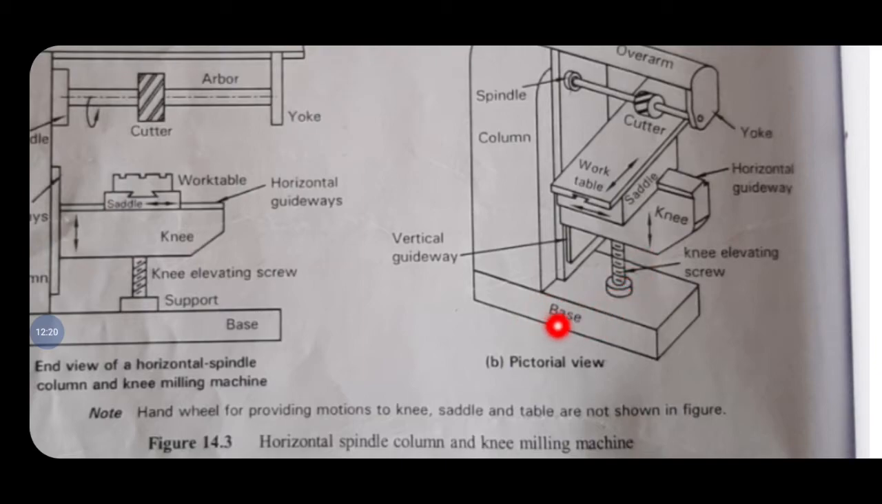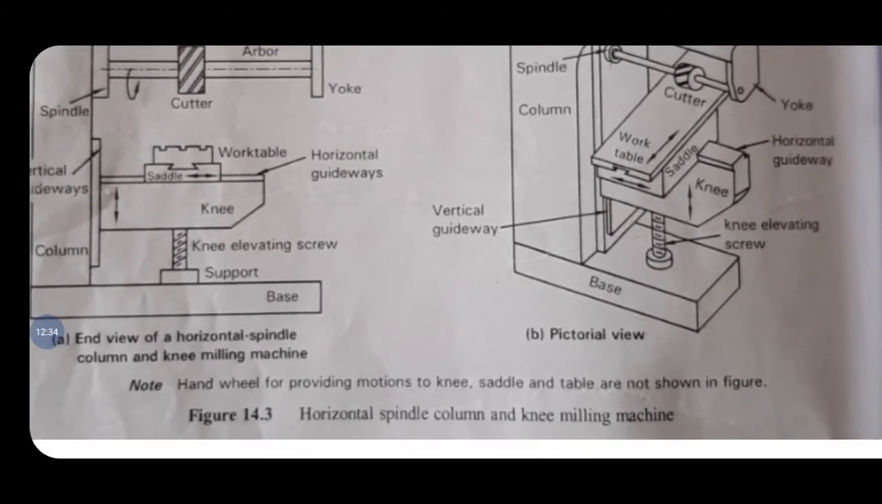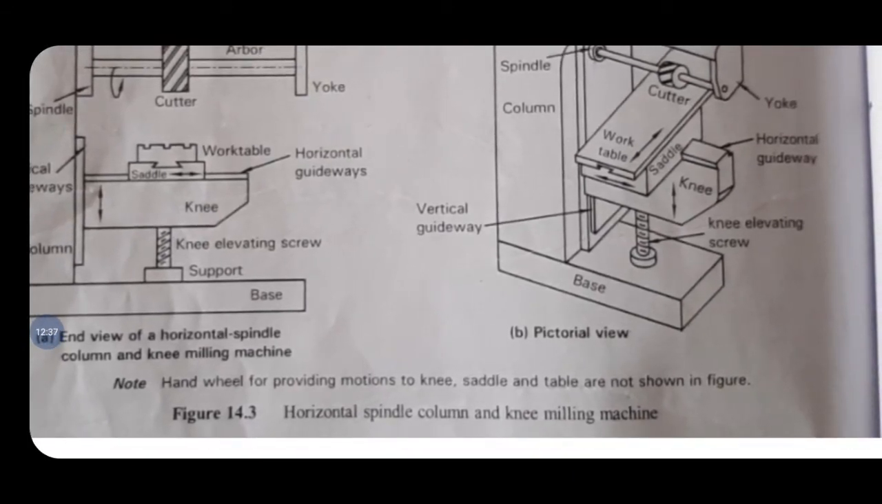This is a base, where the entire weight and vibrations will be carried by this base, and in turn it is fitted with foundation bolts. That is not shown here. So this is a horizontal spindle, column and knee milling machine. It is the most popular type of milling machine because the horizontal position of the spindle is used to cut grooves, slots, keyways, gear teeth, etc.